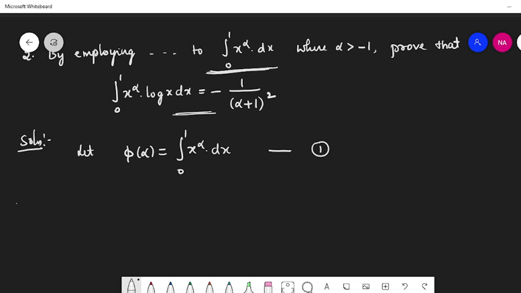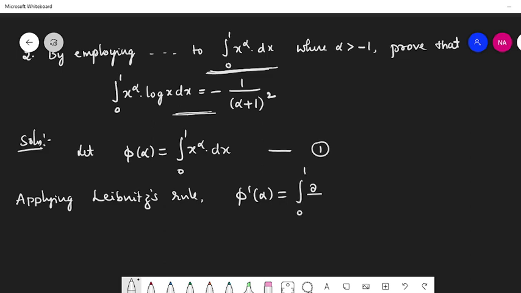Now applying Leibniz rule, we get phi dash of alpha equal to integral 0 to 1 partial derivative of x power alpha with respect to alpha dx.